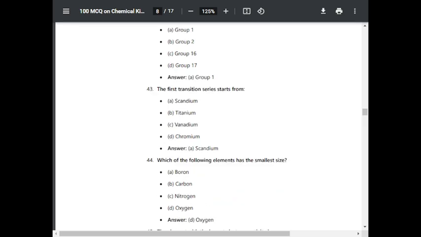Question number 43. The first transition series starts from option A scandium, option B titanium, option C vanadium, option D chromium. The correct answer is scandium. The first transition series starts from scandium.